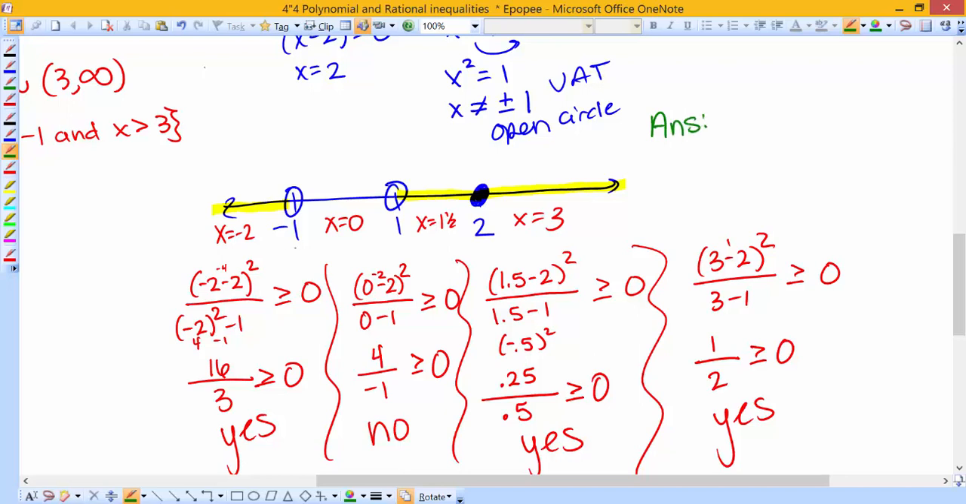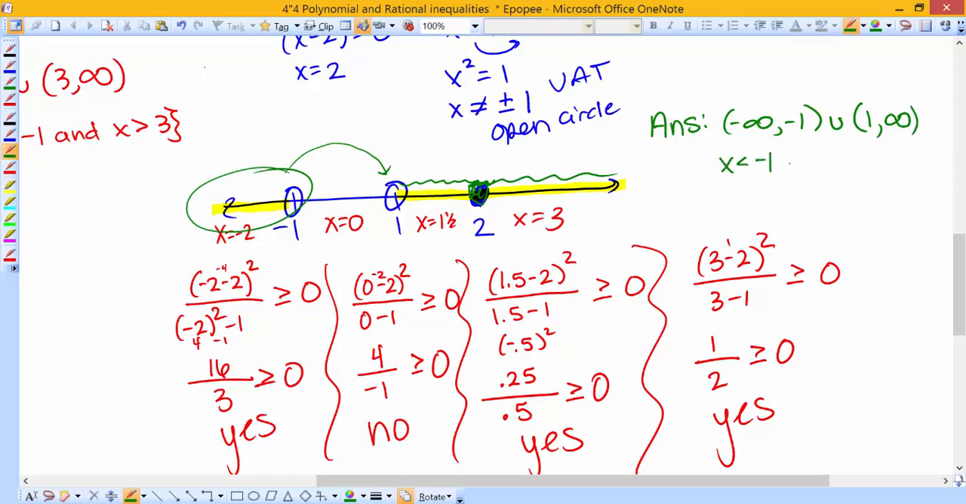So my first interval is this side where it's negative infinity to -1. And then it takes a leap all the way over to the 1, and it goes, open or closed circle, so that's okay. It keeps going to infinity. Or you can write this as x is less than -1 and x is greater than 1. So set or interval notation, either one is fine with me.